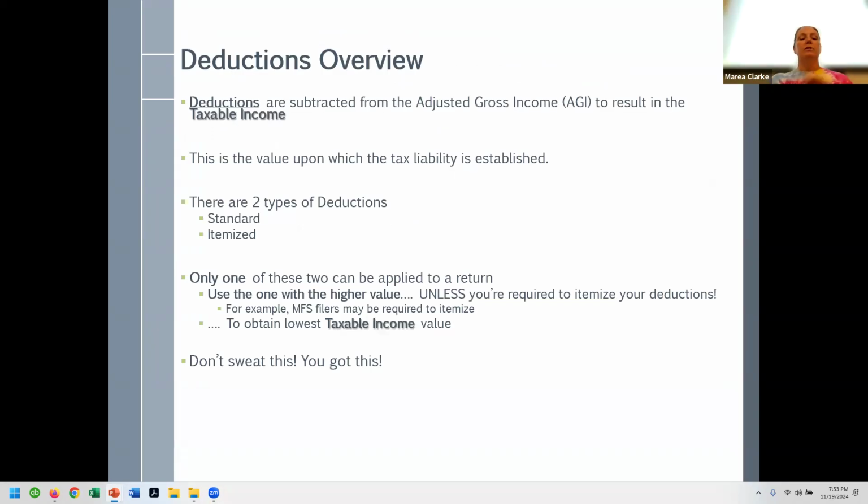So for deductions, there's 2 again. Generally, you can use the one that's higher unless you are required to itemize. The primary situation you would have in that case is if you are a married filing separate filer and one spouse itemizes, the other spouse is required to itemize as well. All right.